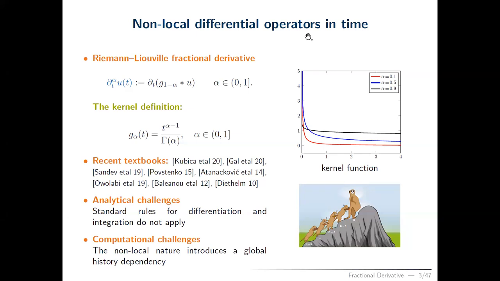Okay. So if alpha tends to one, then the kernel degenerates to the constant, because also the gamma function, which is here in the denominator, degenerates. There's quite a fair amount of recent textbooks. Here's just a small selection, and you see many of them all appeared within the last 5 years.